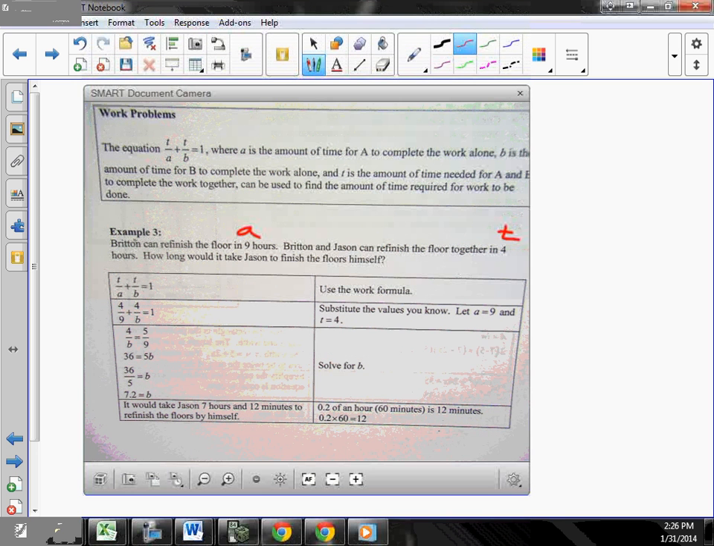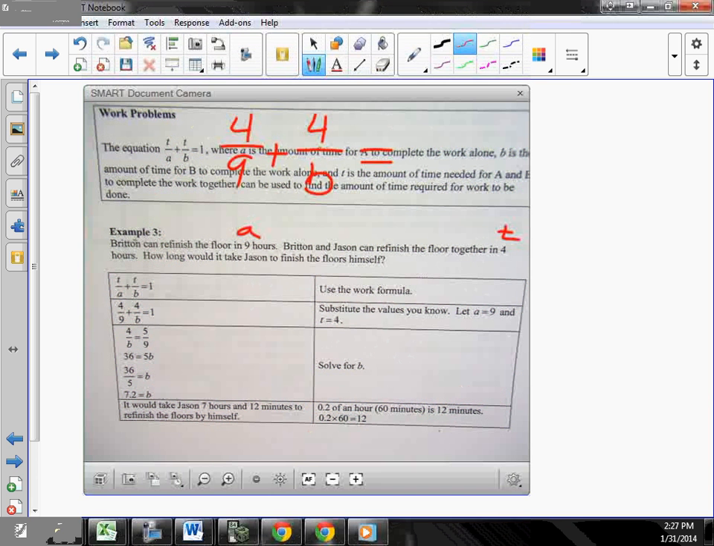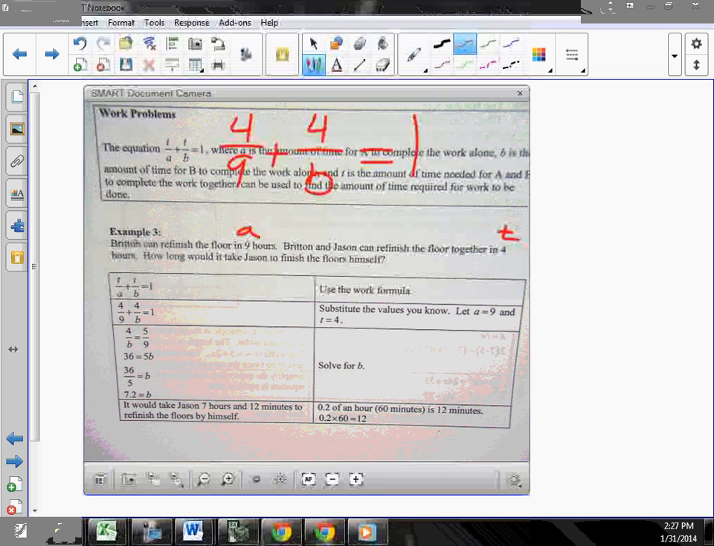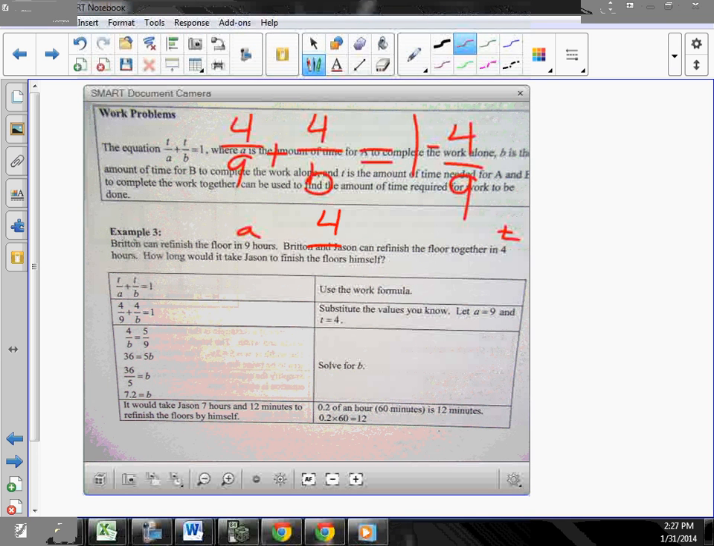So in these problems, you're going to be given 2 of the 3 pieces of information, and then you have to find the third. So in this case, we're looking for B. So 4 over 9 plus 4 over B equals 1. How are we going to solve for B? Subtract 4/9. And we're smart. What is 1 minus 4 over 9? 5 over 9. So 4 over B equals 5 over 9.